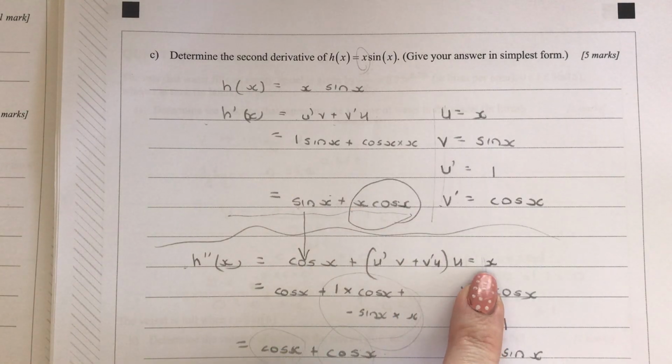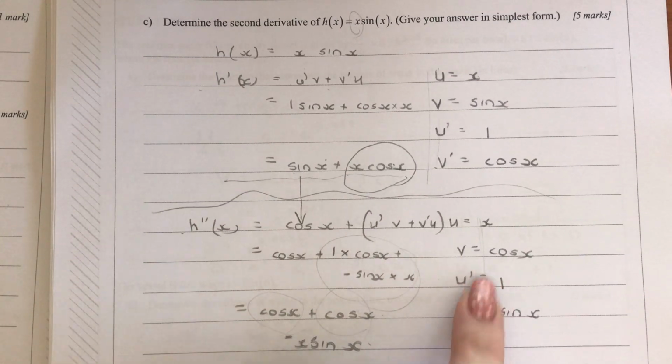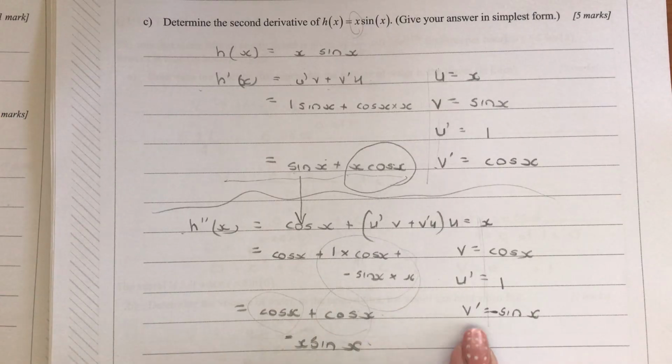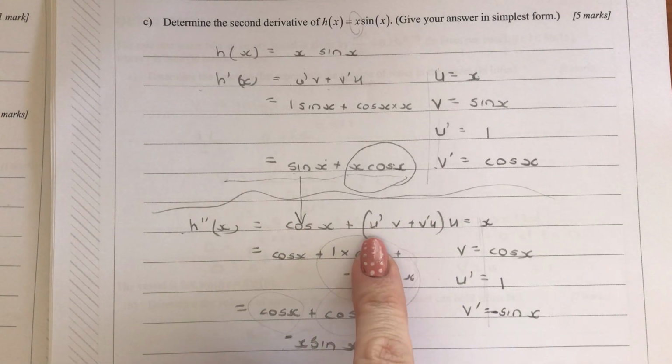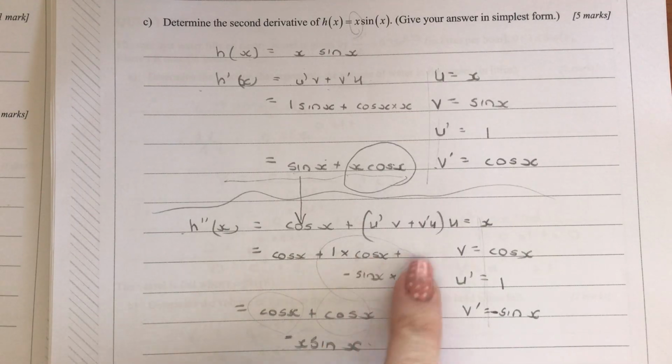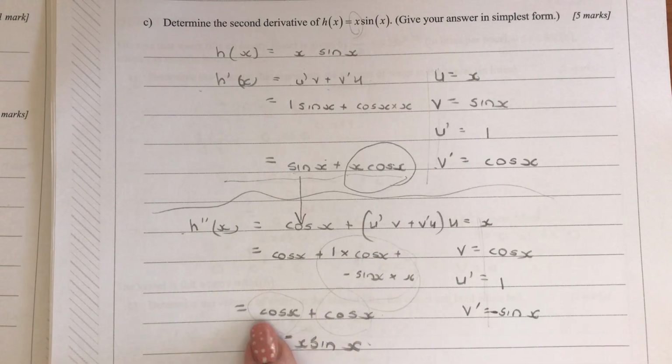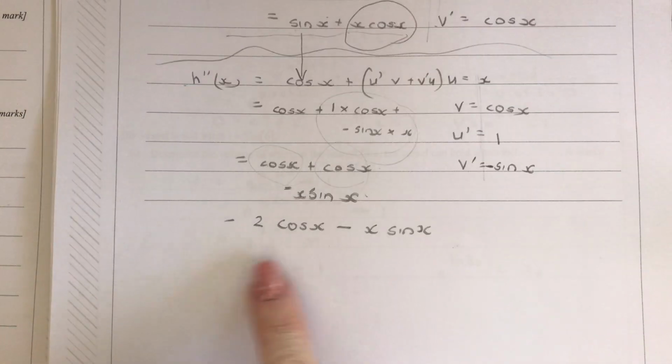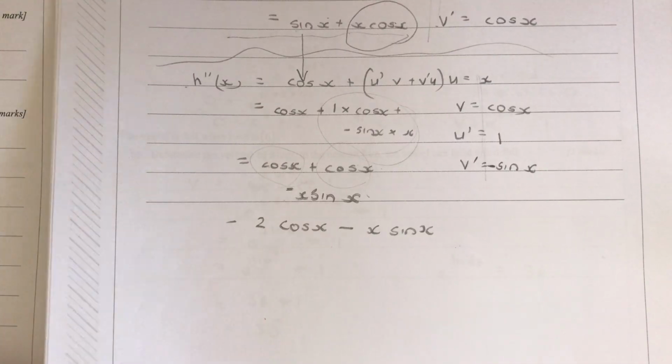So we've got our u is equal to x, v is equal to cos x, u dash is 1, and v dash is negative sine x. So then we're putting that into our u dash v plus v dash u. So we've got 1 times cos x plus negative sine x times x. So we end up with cos x plus cos x, take away x sine x. We can bring those two cos x together, and we get 2 cos x minus x sine x.